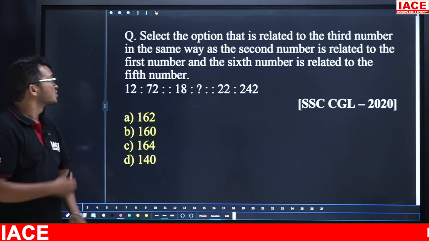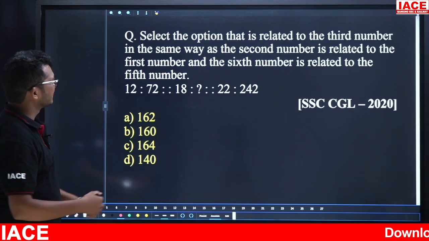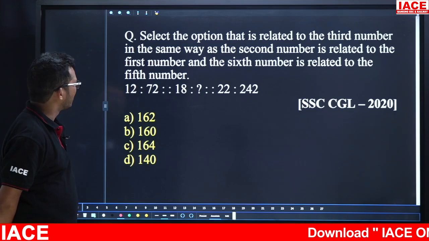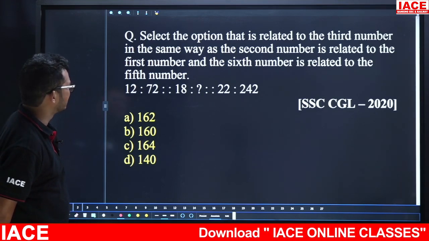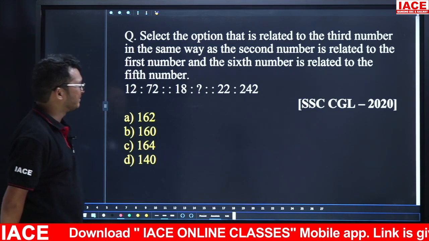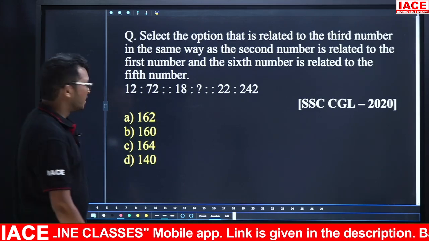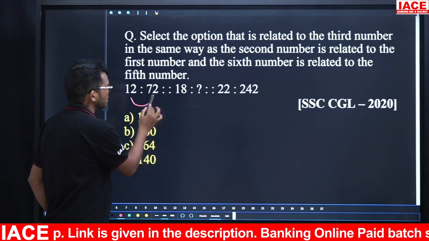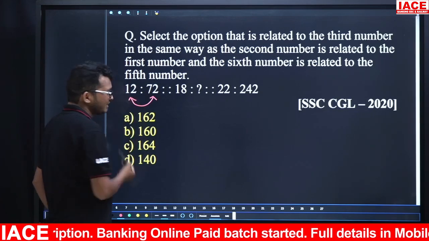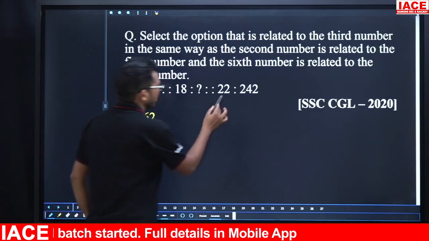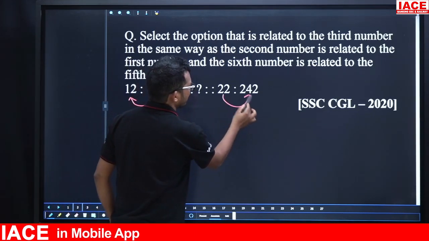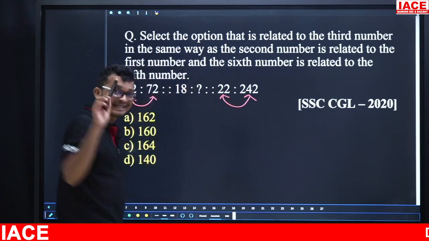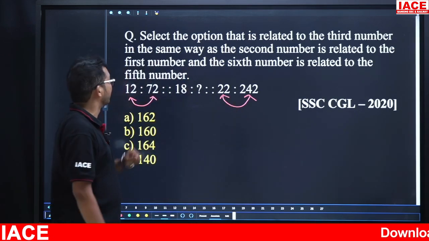Time up. So take your given question. Select the option that is related to the third number in the same way the second number is related to the first number and the sixth number is related to the fifth number. Friends, the first number and second number are related based upon one feature. In the same manner, the fifth one and sixth one are related based upon one feature. In the same manner, we are going to replace the question mark.